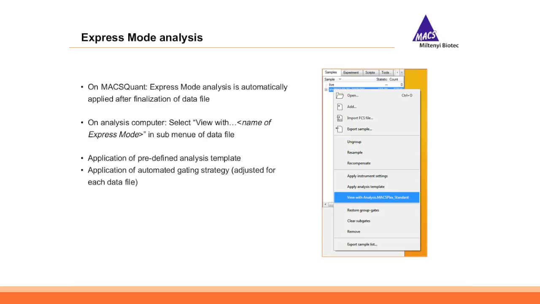On the analysis computer, you have to start the analysis manually, and this you perform by opening the submenu of the data file by right-clicking on it, and then select the view with analysis and then the Express Mode name. You see it over here. And automatically, when you select this view with analysis, the Express Mode analysis is started, and that means automatically the predefined analysis template is applied, and also the automated gating strategy is applied to each data file.